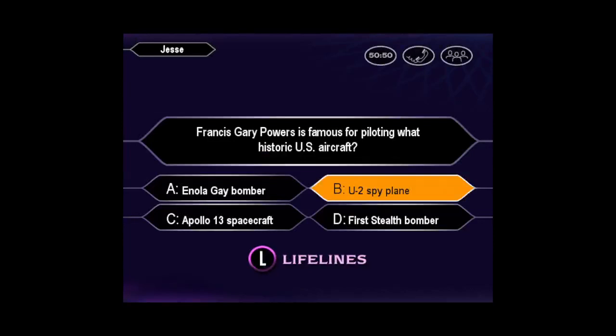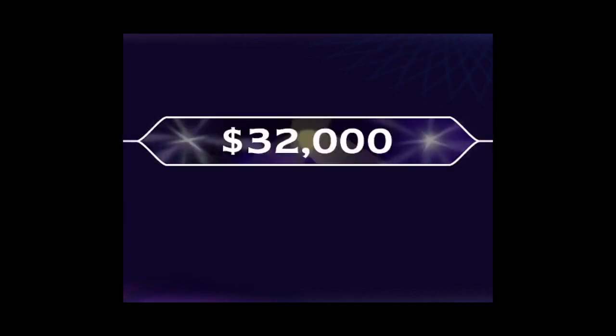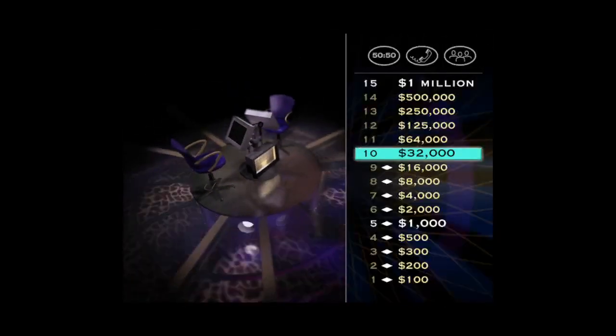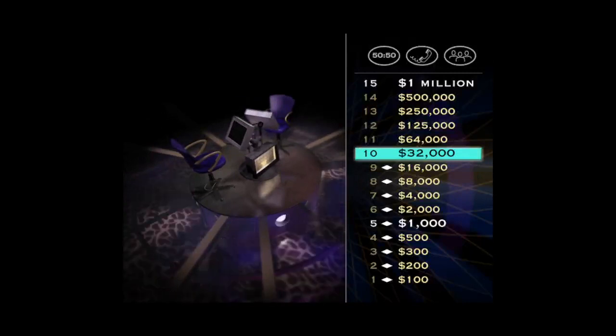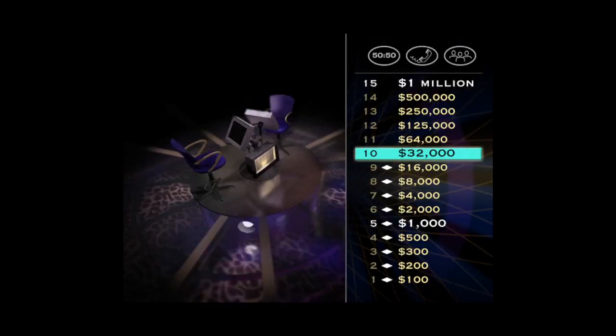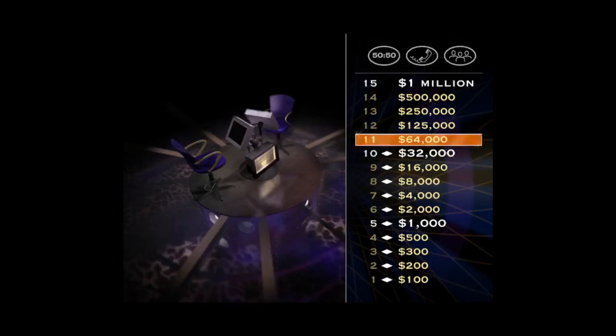Pretty sure it's B, huh? That's right. $32,000 is yours, and you've reached the second safe haven. You can't lose the money you've won so far. Now for $64,000. Here we go.